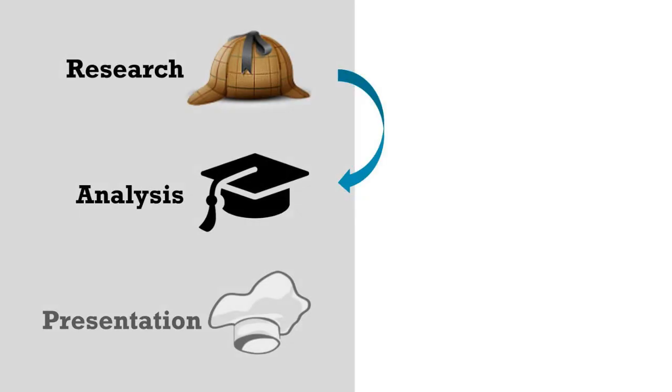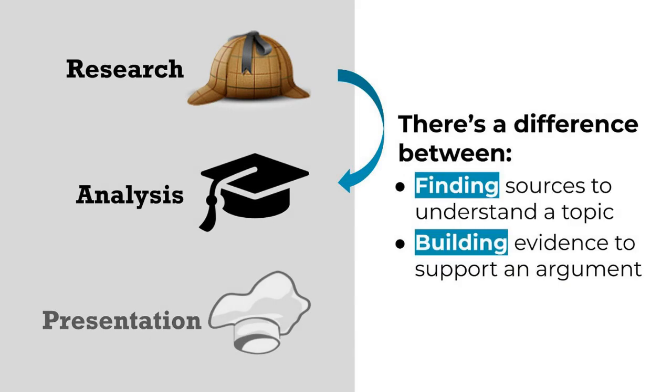On their own, research, analysis, and presentation can be easy to understand, but figuring out how to move between hats can be a little tricky. As you move from research to analysis, you'll need to think about the difference between finding sources to understand a topic and building evidence to support an argument. So, how do sources become evidence?